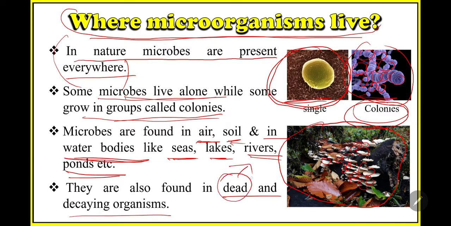Dead means an organism is dead. And decaying means after it has died, it is decomposing. Decomposition is going on. Just move on to the next.